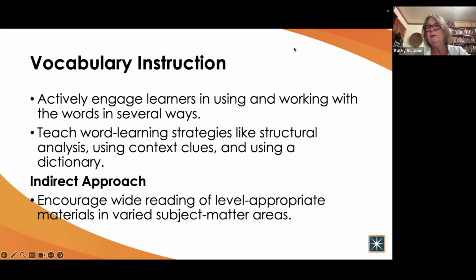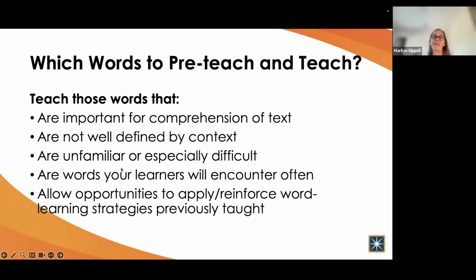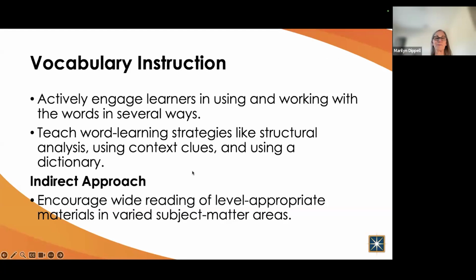Imagine if you said to a learner, no word in the English language has any relation to any other word. You just have to learn every single word on its own. It's like, oh my gosh, how can I do that? But when you say, if you know this word, then you're going to be able to figure out this other word that is made from it.